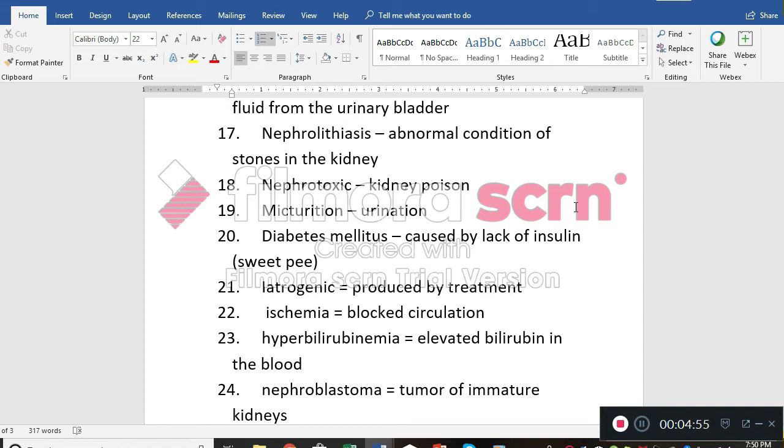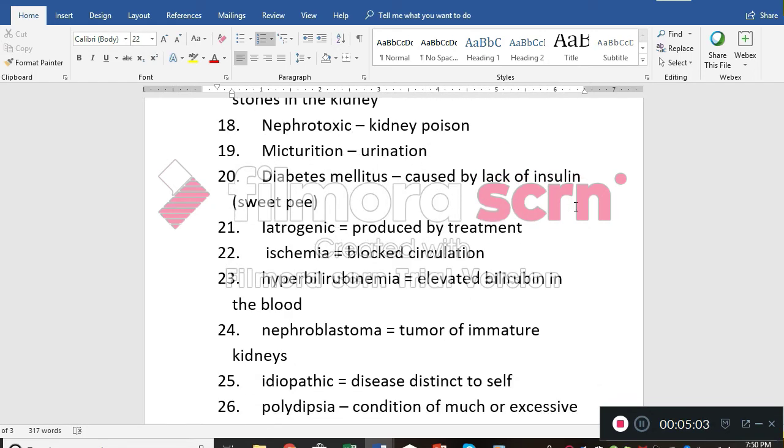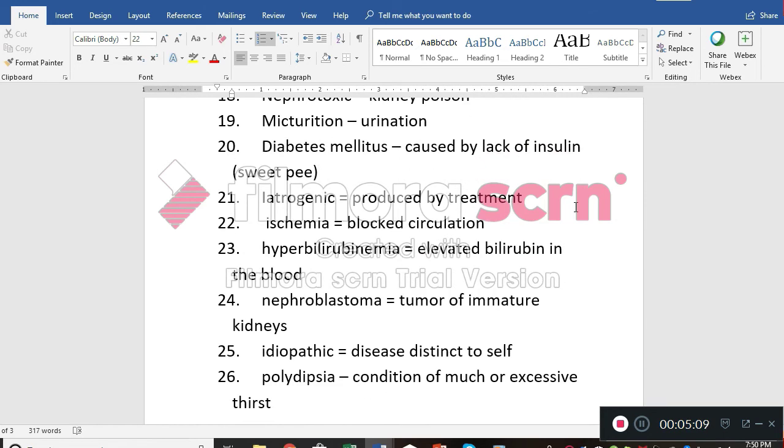And in this case, the suffix in this word is toxic, and toxic means poison. Number 19 is micturition, which means urination or peeing. Number 20 is diabetes mellitus. And diabetes mellitus is caused by a lack of insulin. And how it actually translates is sweet pee. So that's when doctors used to have to drink the patient's urine in order to determine whether or not they had diabetes. Patients who were passing sugar in their urine, their pee was sweet, so it translates as sweet pee.